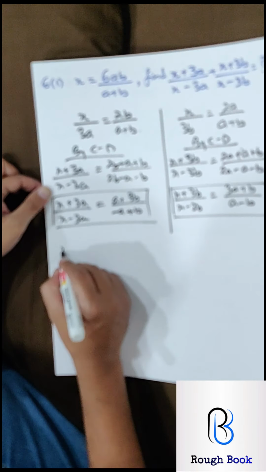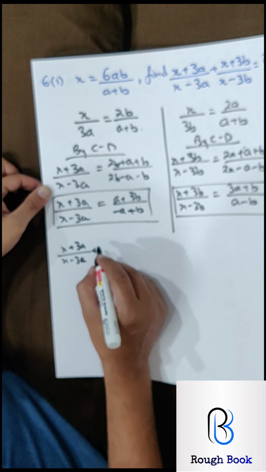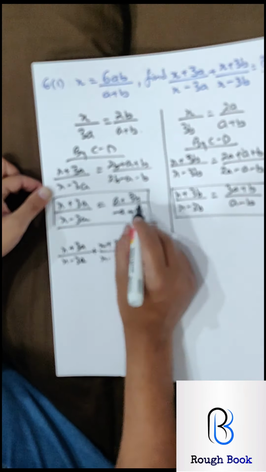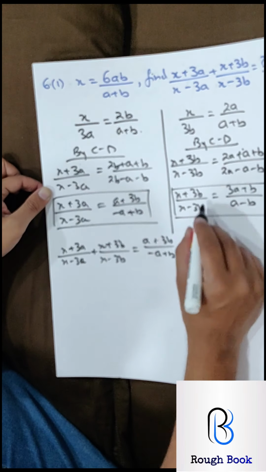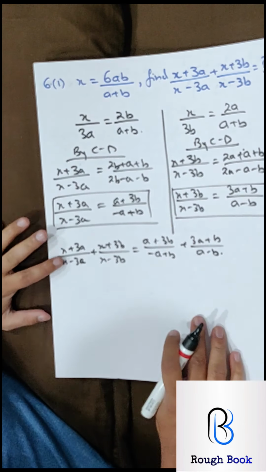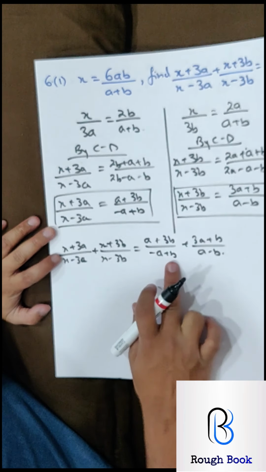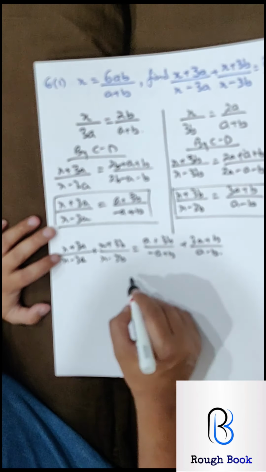Now take the first and second part, the LHS, and add them. So this side a plus 3b minus a plus b, this side plus 3a plus b, a minus b. Now here the denominators are different. This is a minus b, this is minus a plus b. So to change their signs, I am pushing this behind.